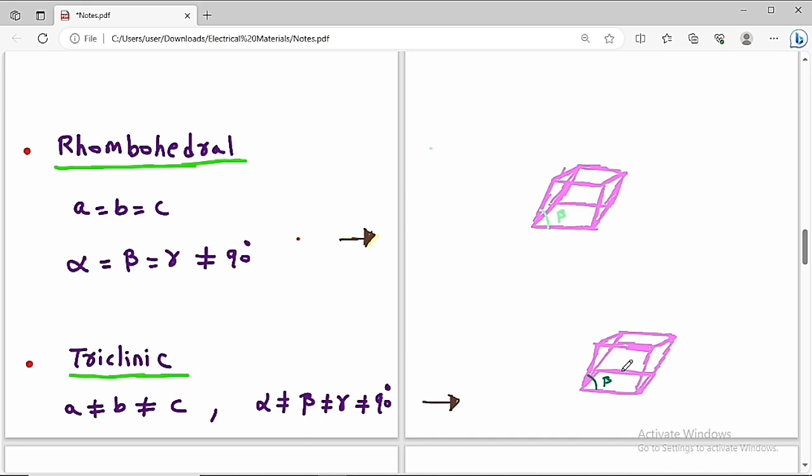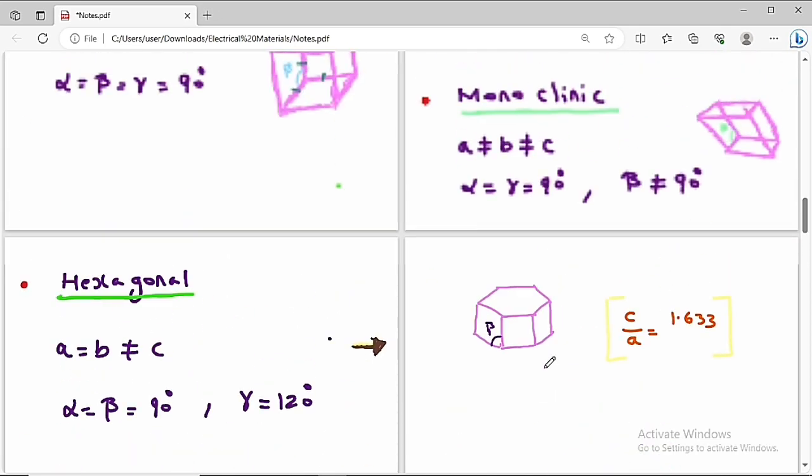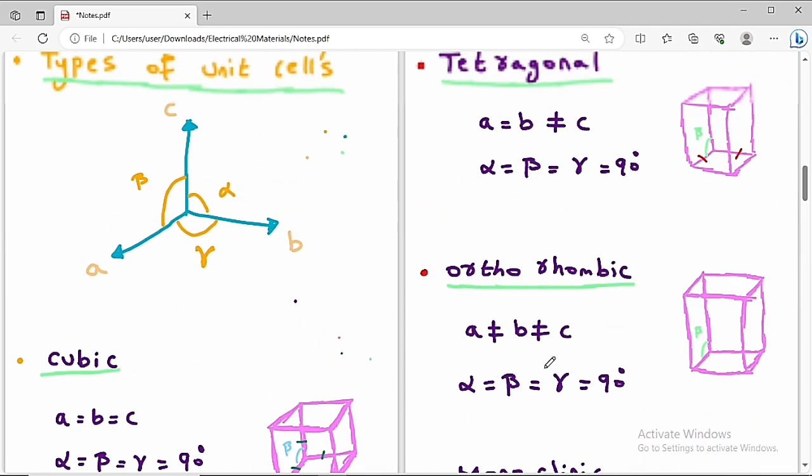Okay. So therefore we can say in the case of triclinic, all the lengths are different and all the angles are also different. They are not equal to 90 degrees, means they have a different value. So all the angles are not equal and also not equal to 90 degrees. Then it's a triclinic. So these are the different types of unit cells that you can get.